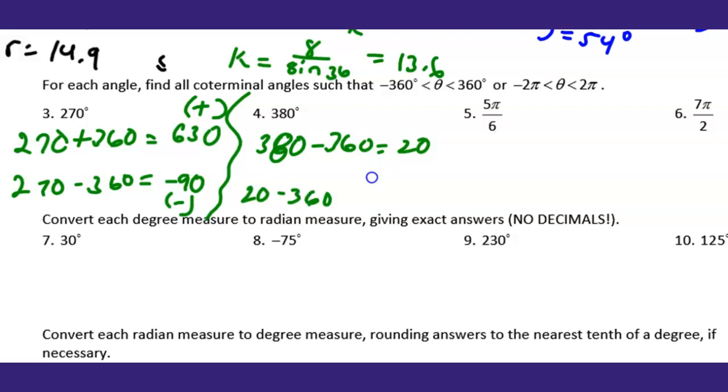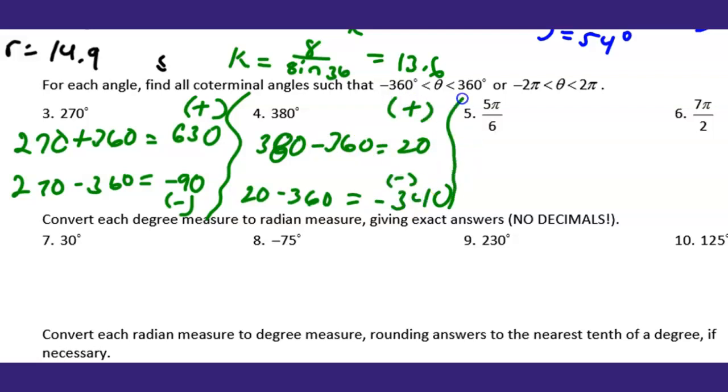To get a negative 340, excuse me. So here's a positive coterminal angle, because yes, this angle minus 360 is 20. So this is positive. I know it's smaller, but it's positive, guys. And then this one right here is negative.